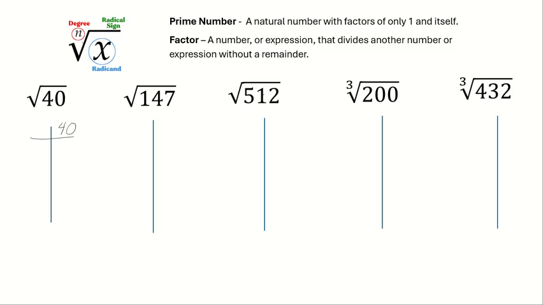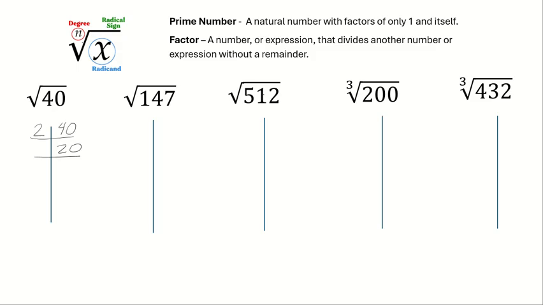Then I think: what is the smallest prime number that is a factor of 40? It's two. It's not one, because two is the first prime number. So two goes into 40 20 times. Again, remember it needs to be a factor so that I don't have a remainder.